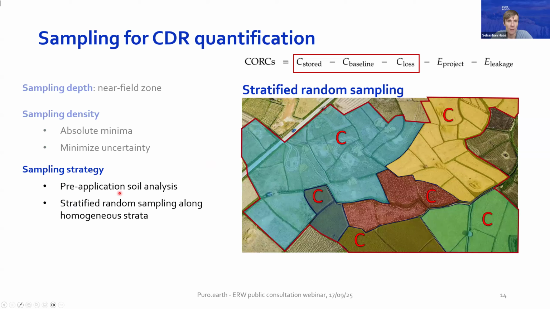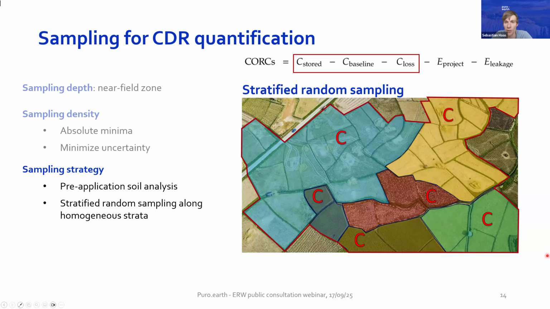What do you think about as sampling strategy, like, where do you actually sample? How do you decide which places you actually sample? And in that context, we first require a pretty thorough pre-application soil analysis to inform on the supplier's understanding of the field site.